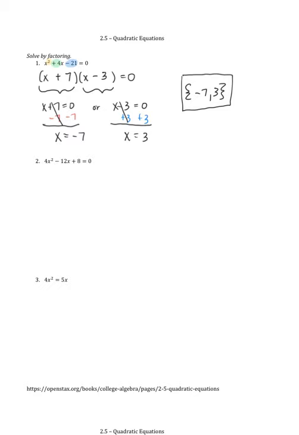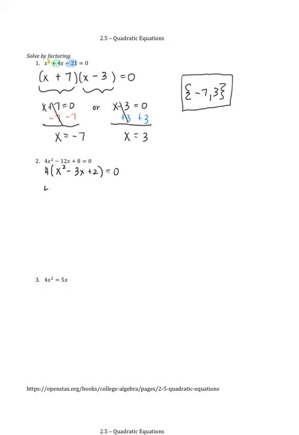All right, let's look at number 2. So number 2, we're asked to solve by factoring. So we're going to factor this. The first thing you should do is look to see if there's a greatest common factor that you can factor out. And in this case, there is. Everything has a 4 in common. So I'm going to pull out a 4. That will give me x squared minus 3x plus 2 left over when I divide out a 4.